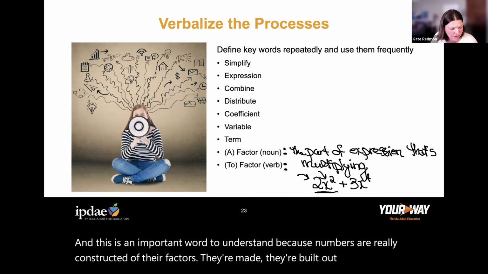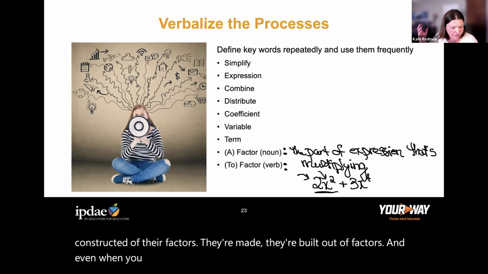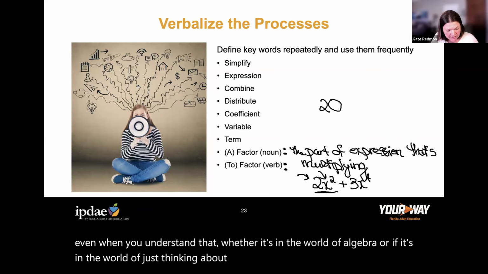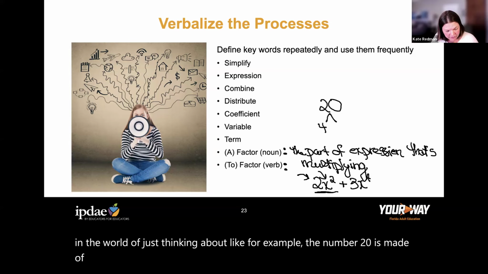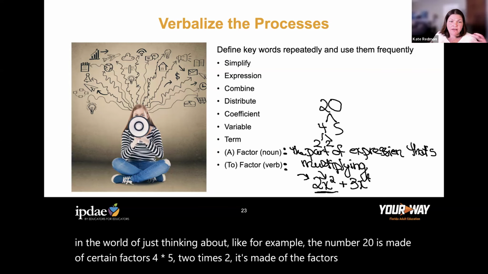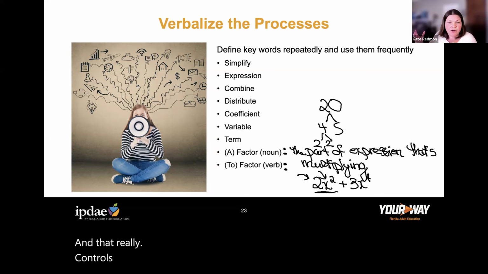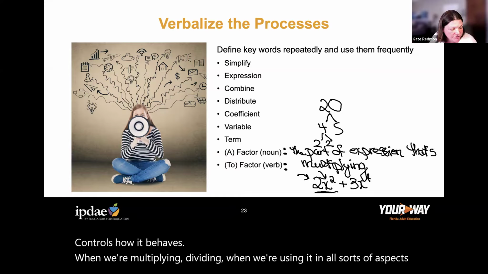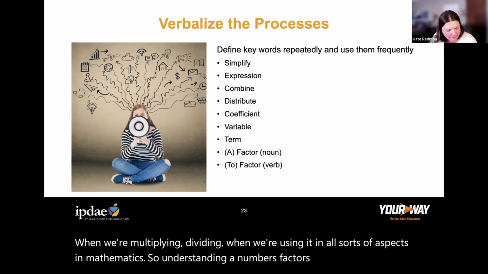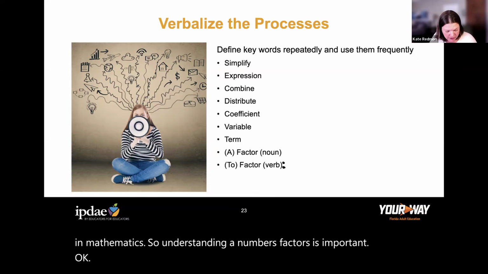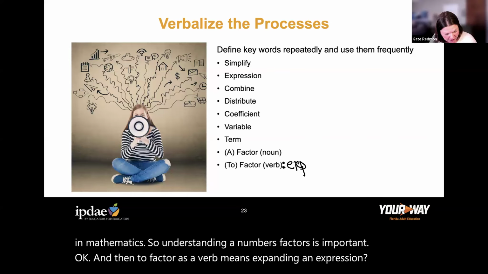And even when you understand that, whether it's in the world of algebra or just thinking about, for example, the number 20, it is made of certain factors. 4 times 5, 2 times 2. It's made of the factors 2, 2, and 5. And that really controls how it behaves when we're multiplying, dividing, and using it in all sorts of aspects in mathematics. So understanding a number's factors is important. And then to factor, as a verb, means expanding an expression into its factors.